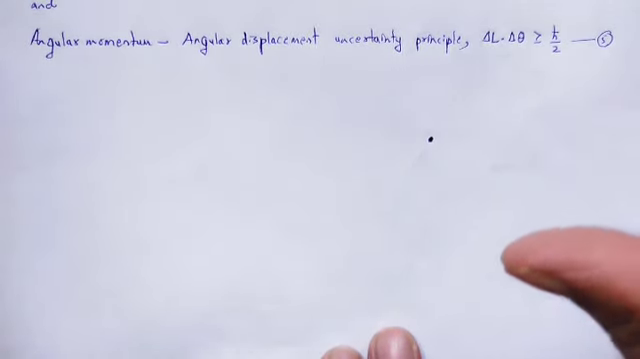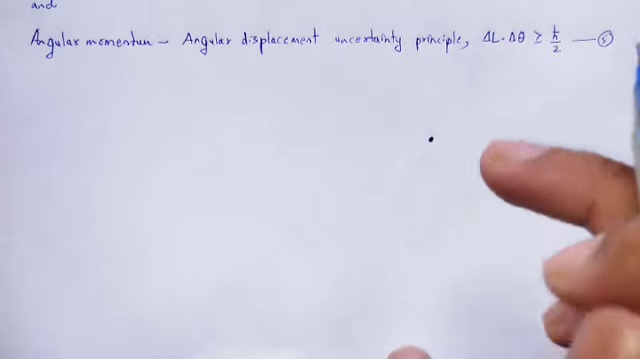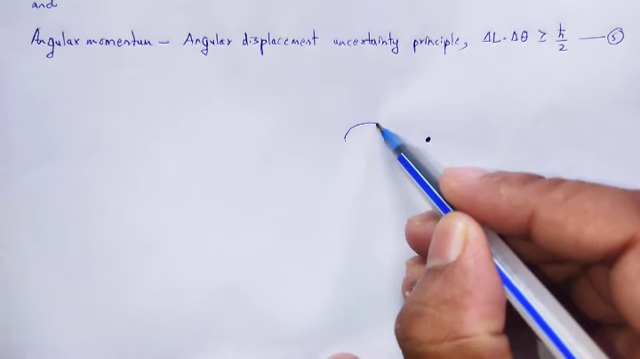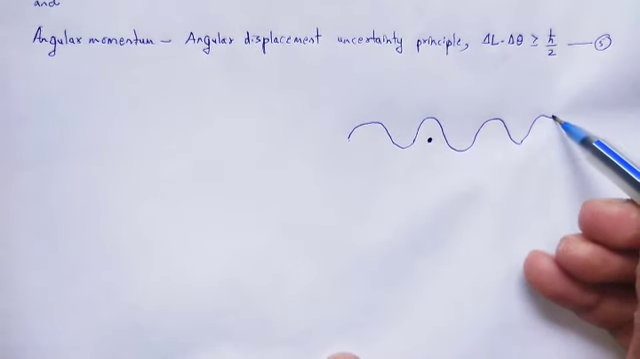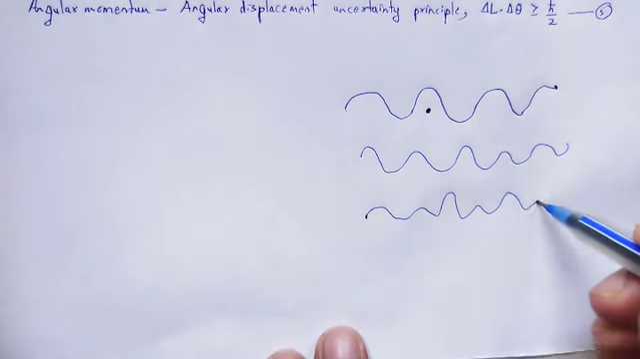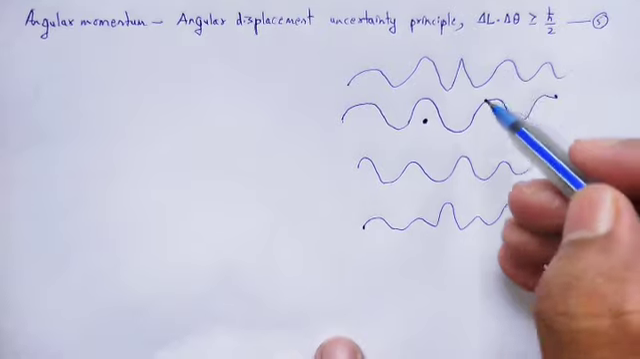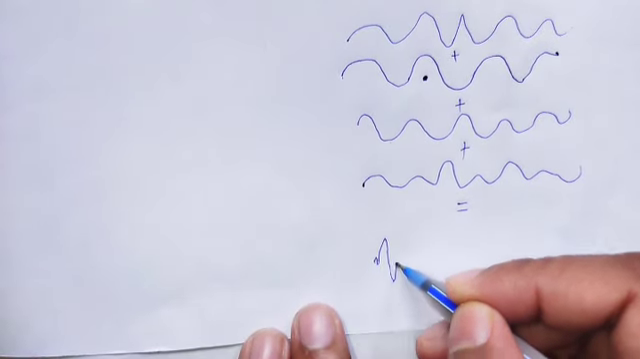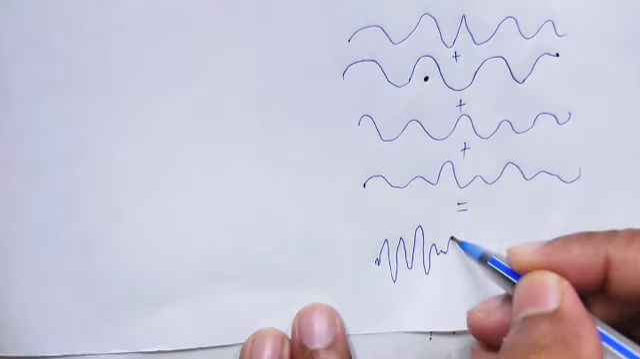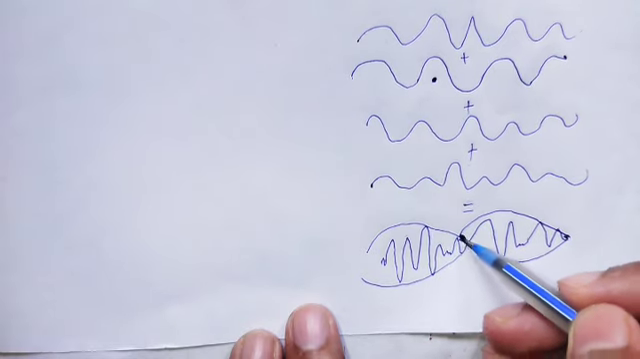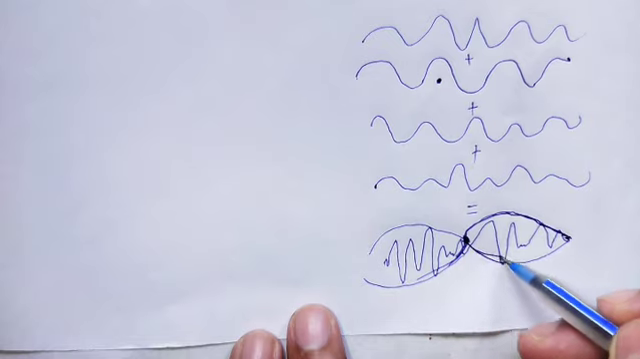Due to that wave packet concept, we conclude that a moving particle is associated with a wave packet. If we consider a wave, another wave, a number of waves, and they superimpose with each other, finally we obtain the resultant wave like this. And this is in the form of a wave packet.